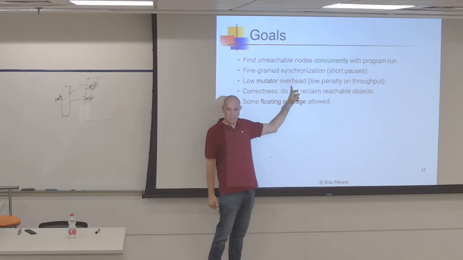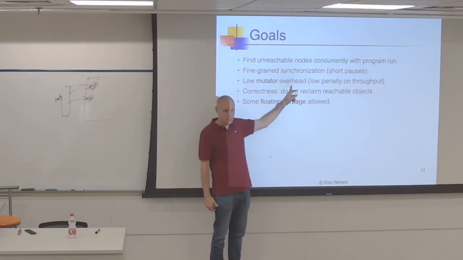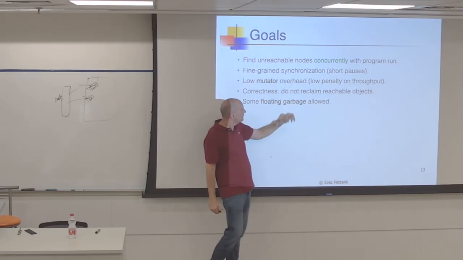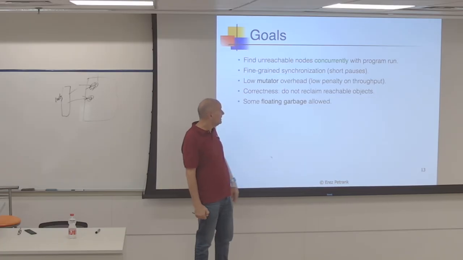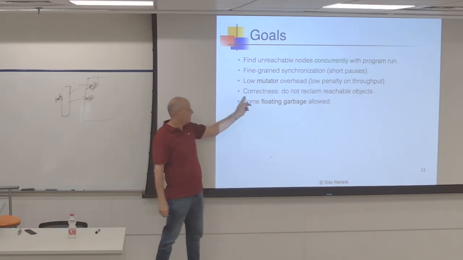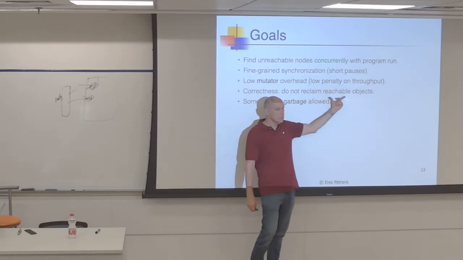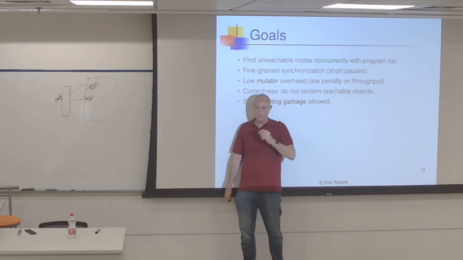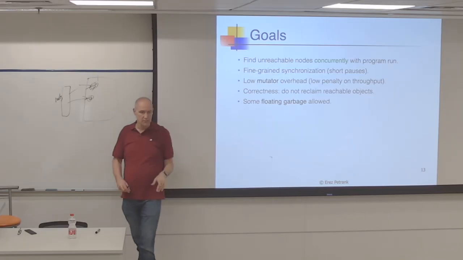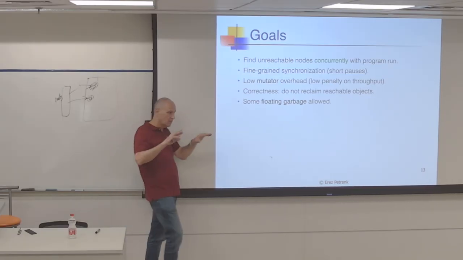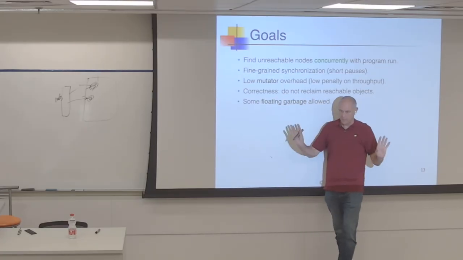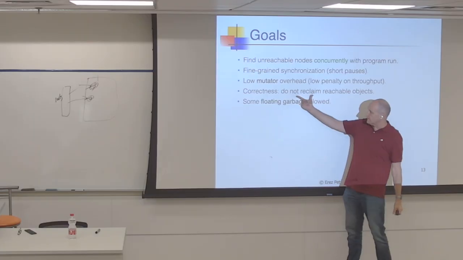The overhead should be low. We don't want to spend too much time helping the concurrent garbage collection. The program should just run without interference, at least with a low penalty on its performance. In terms of correctness, we never want to reclaim reachable objects. This is very important. This is the correctness issue. We do not want to reclaim a reachable object because then it may be reallocated and the program will use the same space for two different activities. This will be terrible. So this is the correctness.